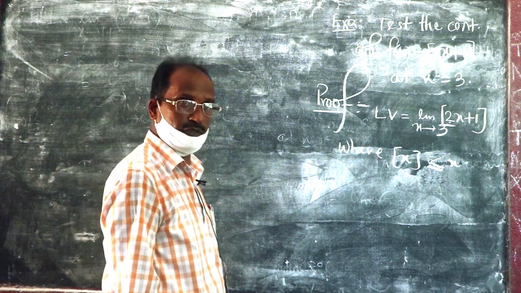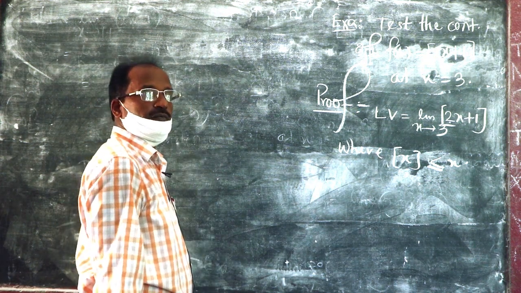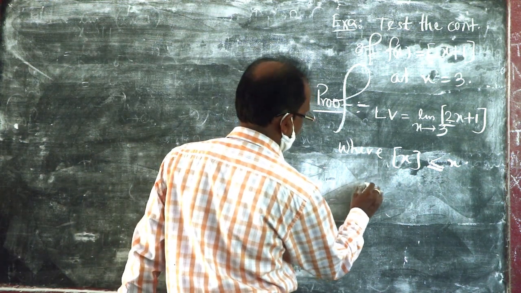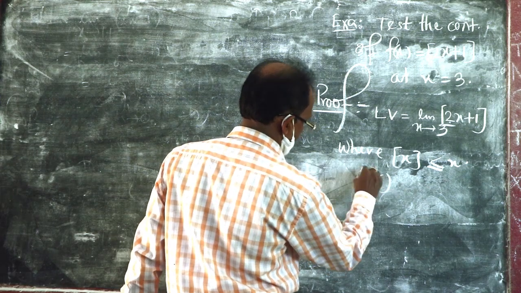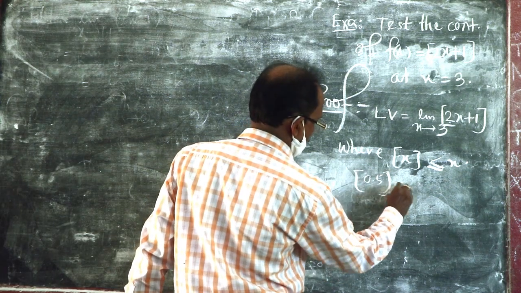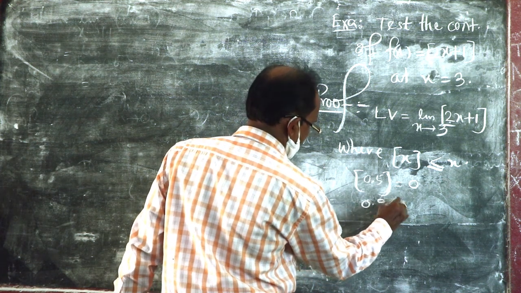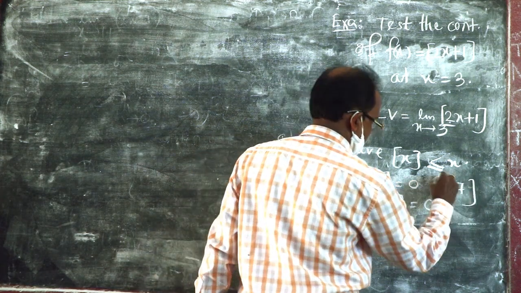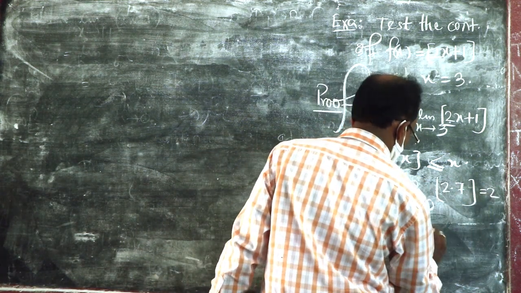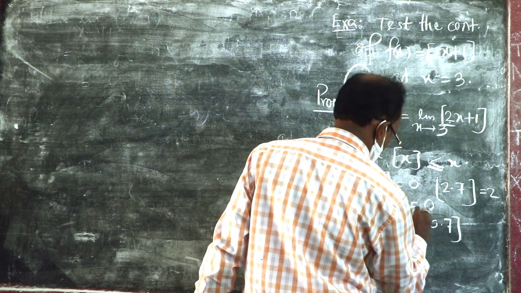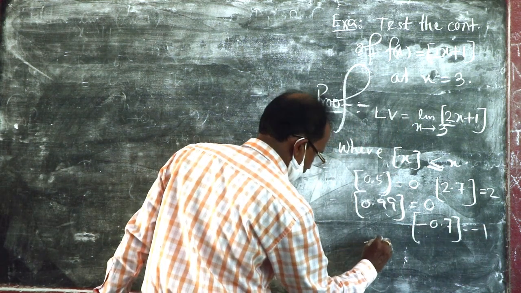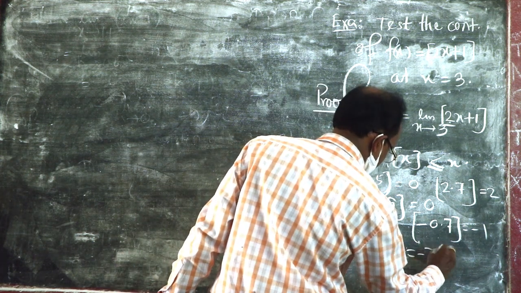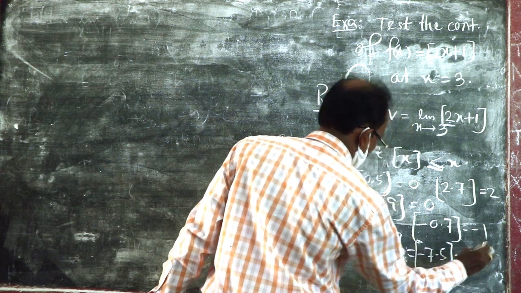Do you know the bracketed function we have read in first year? Perhaps forgotten. Suppose we repeat it with an example. 0.50 bracketed is equal to 0. 0.99 bracketed is equal to 0. 2.7 bracketed value is equal to 2, but minus 0.7 bracketed is equal to minus 1. Minus 15 by 2 is equal to minus 7.5, that is equal to minus 8.